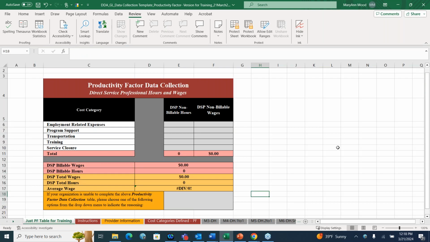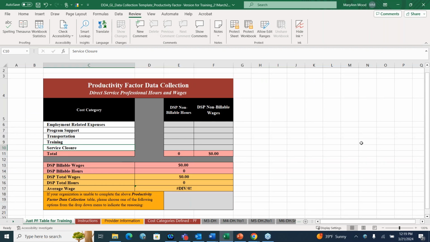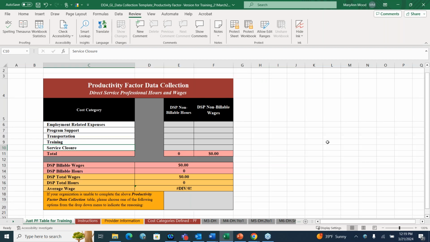Let me go back just to highlight a couple more things about the table. The service closures is something that we haven't directly collected before. This has historically been accounted for with publicly available data, but as we're collecting the information for the productivity factor, we wanted to also collect this data from providers. And the service closures are items related to weather closures, power outages, et cetera.